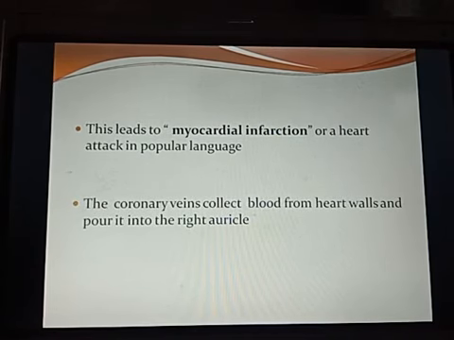The coronary veins collect the blood from the heart walls and pour it into the right auricle. Now I have explained coronary arteries and coronary veins. So what is the function of these coronary veins? They collect the deoxygenated blood from the heart, because the heart walls also utilize the oxygen to carry out their function. The dirty blood from the heart is poured into the right auricle. From there it is pumped to the right ventricle, and from there it is taken to the lungs for oxygenation.